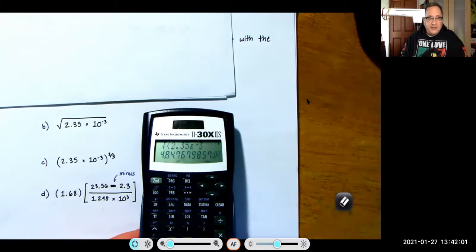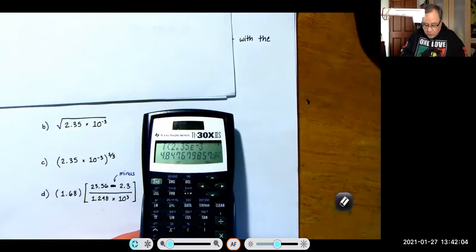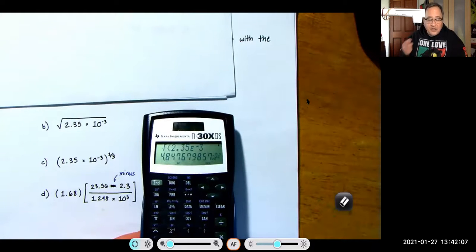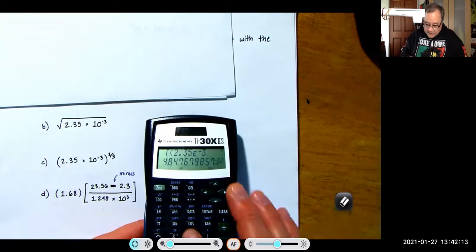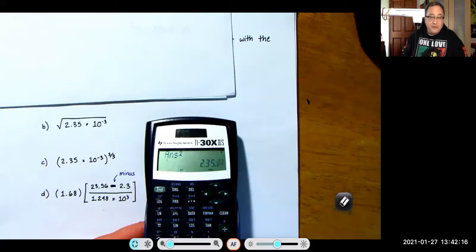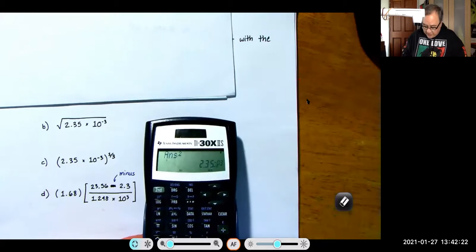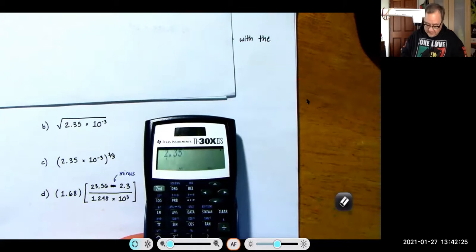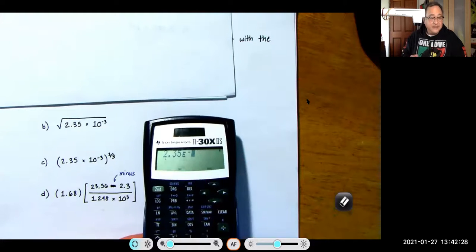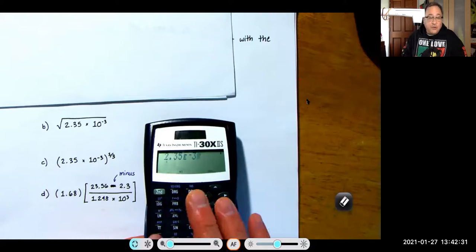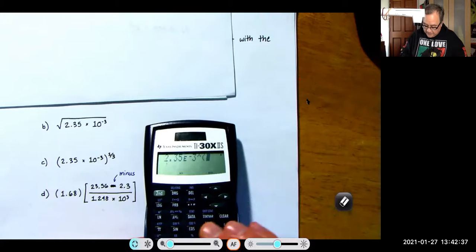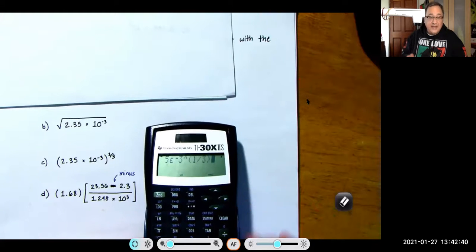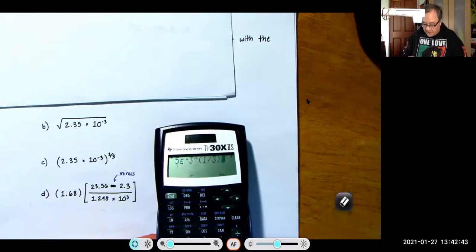So in this case, how do I check my answer? And the answer is square that, because if I square that, I should get this answer here. So I'm going to square it, and here's square it, boom. And I get 2.35 times 10 to the minus 3. For C, I'm going to do 2.35 second EE minus 3. And then I'm going to raise it to the 1/3 power. Now, when I raise it to the 1/3 power, I want to use parentheses on the 1/3. Like that. And that should give us the correct answer.